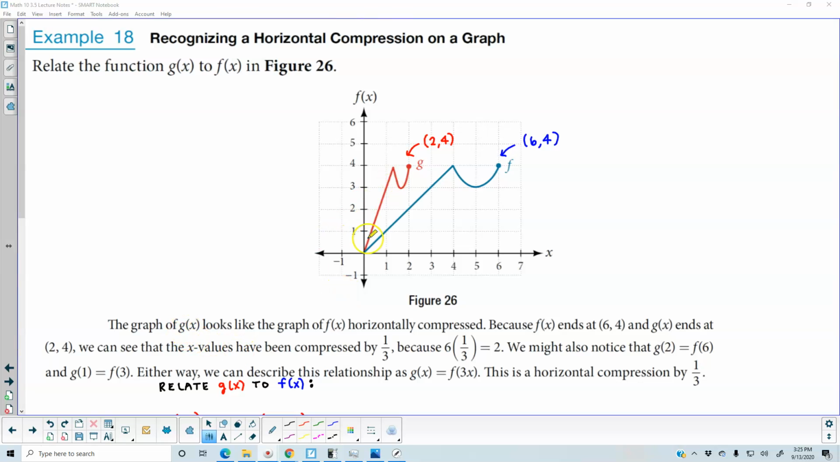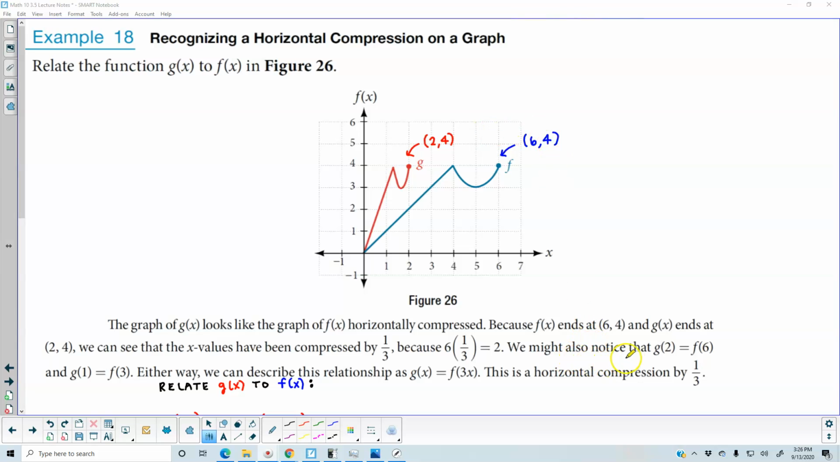So the graph g of x looks like the graph f of x horizontally compressed. Because f of x ends at (6, 4) and g of x ends at (2, 4), we can see that the x values have been compressed by a factor of 1/3, because 6 times 1/3 gives us an x value of 2, and the output remained the same.